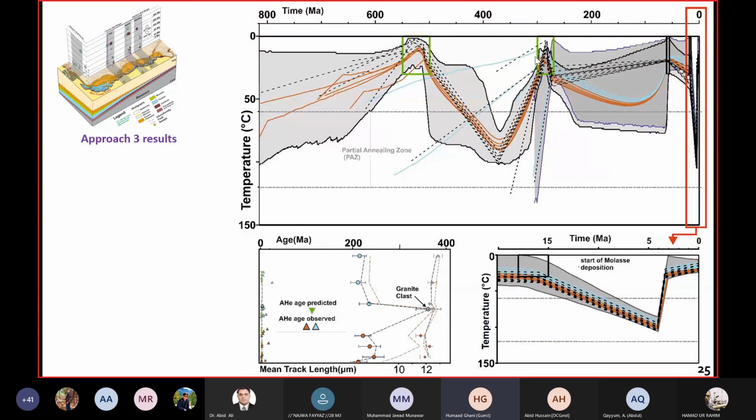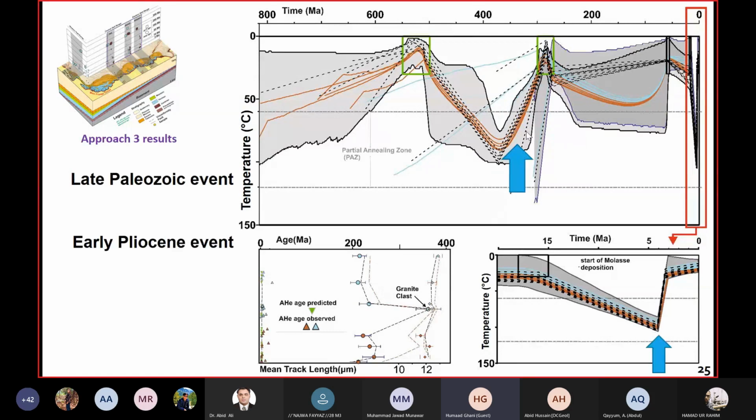And then afterwards, in the Permian, these blue lines you can see is the Permian strata coming into the basin, and they were again deposited and heated to a certain extent. And then finally, after the coming of molasse into the system, these strata were again deposited on top of this platform strata, and they were heated to 80, 90 degrees. So what we found out is there is one exhumation or cooling event in the late Paleozoic, and then another event in the early Pliocene.